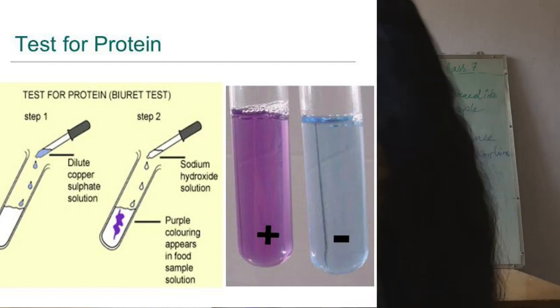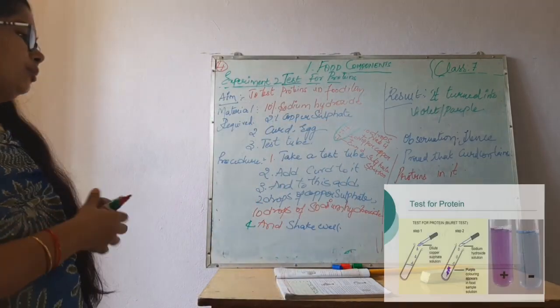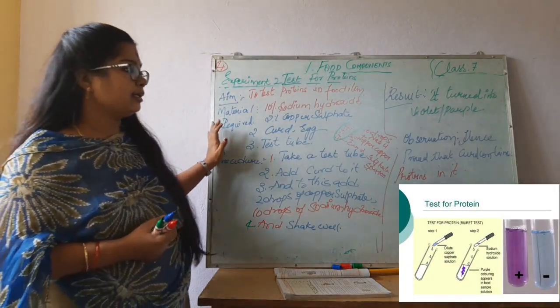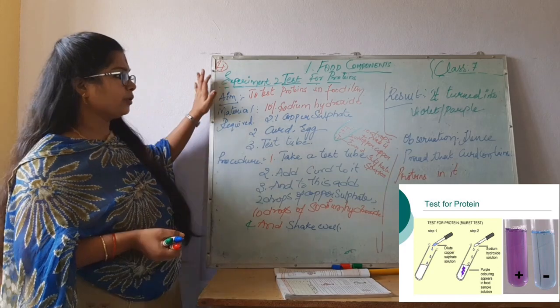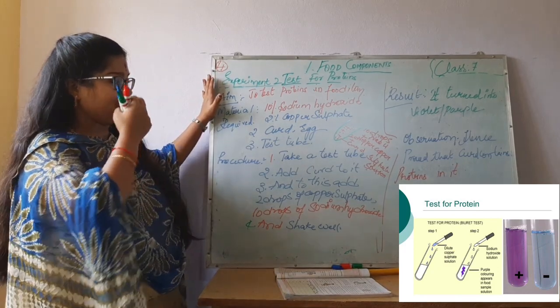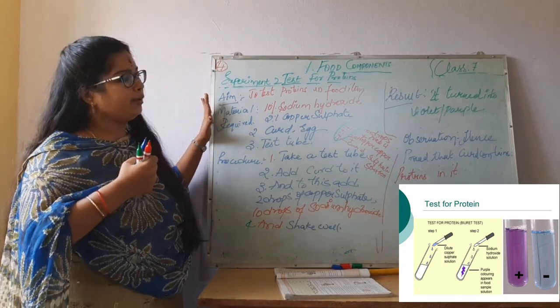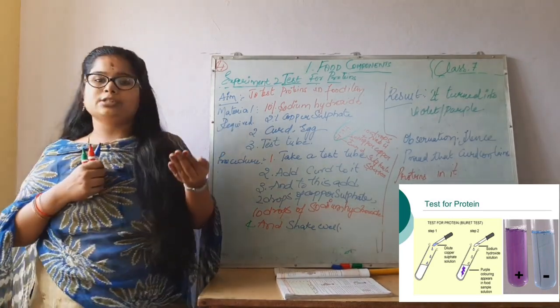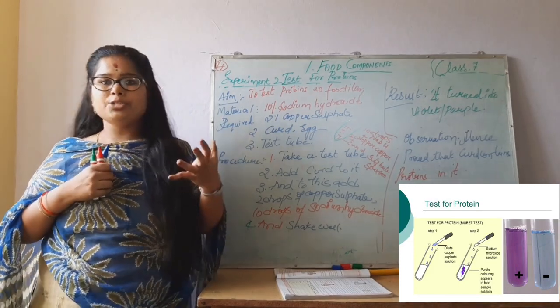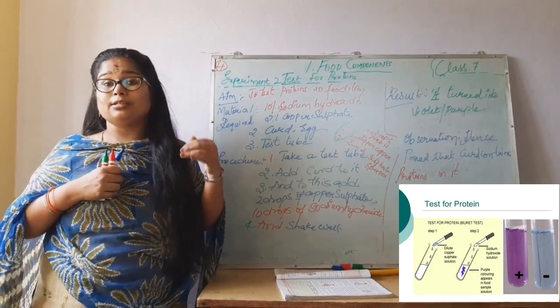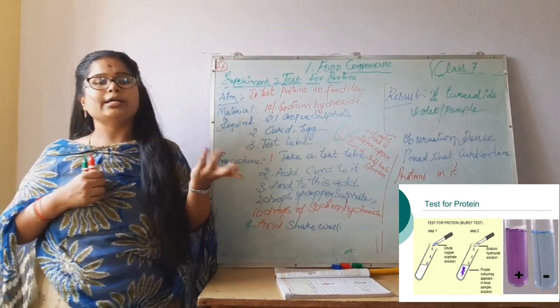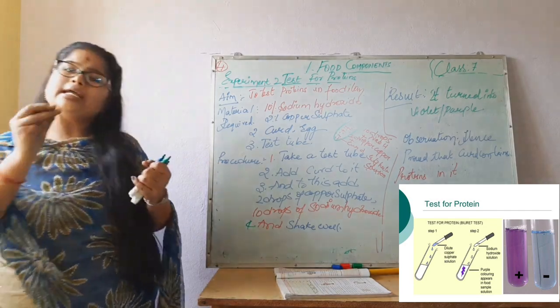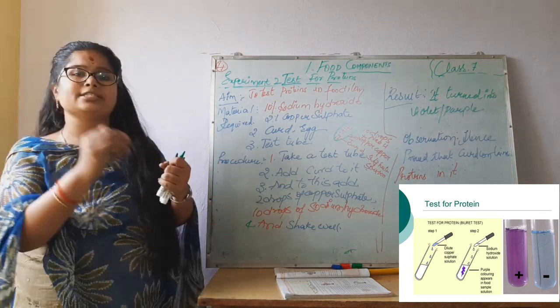Got it? This is the thing you need to do. Whatever the food item, if it contains proteins, it is going to turn purple or violet. Any food item you take. If it does not turn purple or violet, like rice you take, it means that it does not contain proteins. It might contain proteins, but in a lesser amount.